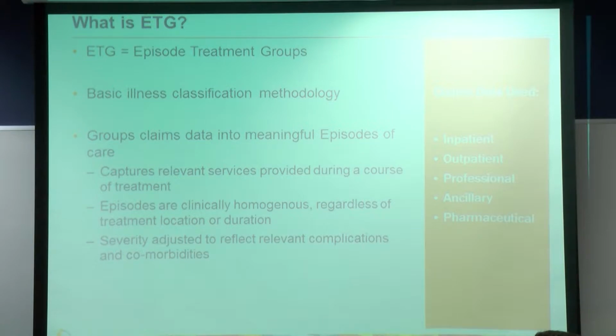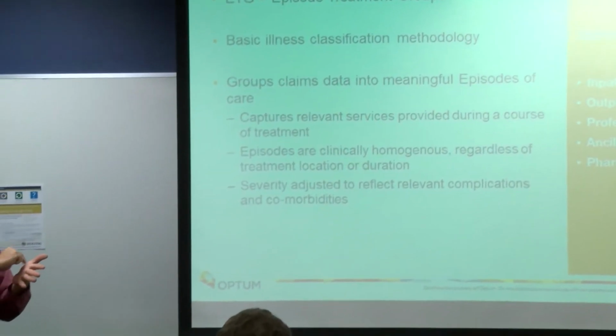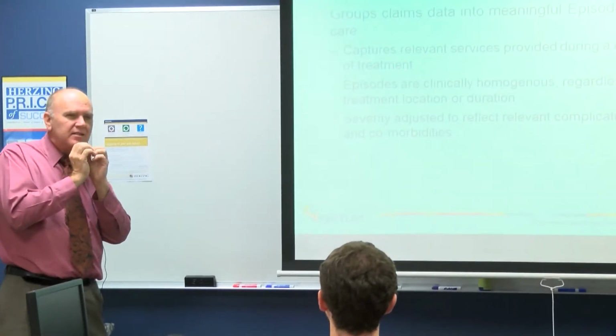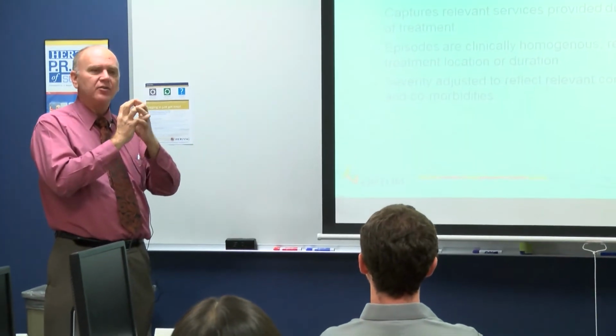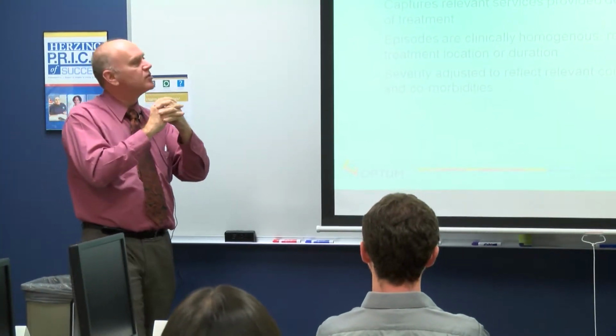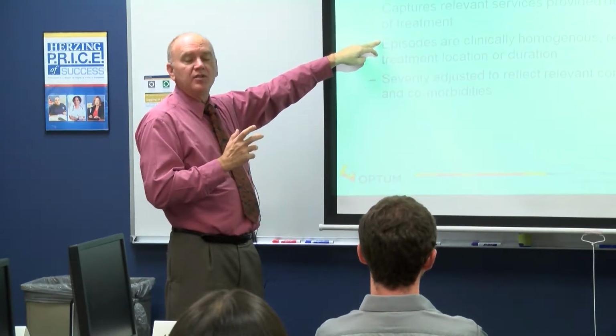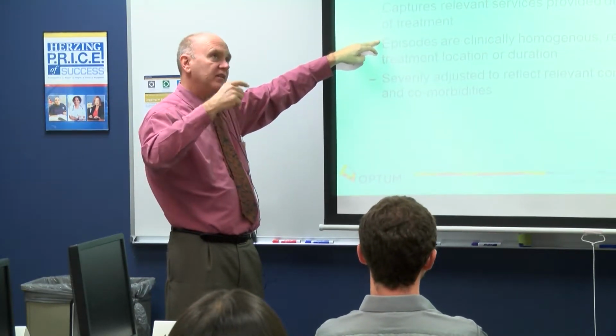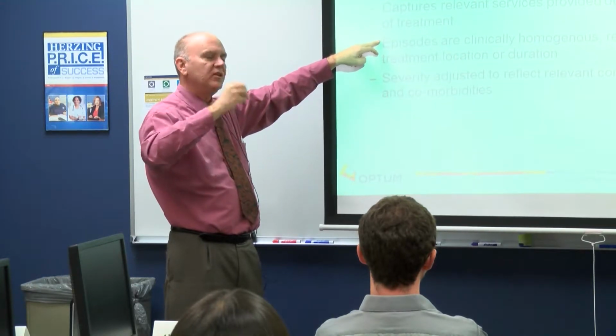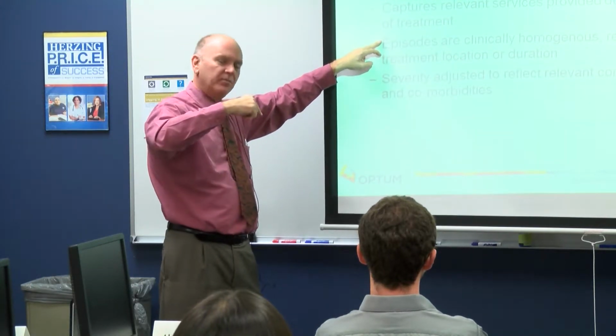So for example, you go to your doctor's office and you have diabetes, and he marks you off as having diabetes, but he also gets the lab work done on you, and he gives you some pharmacy. That's all related to diabetes. All of those things come together to form that one episode, and that doctor's responsible for the whole thing. They're clinically homogeneous. In other words, it doesn't matter where I'm having this stuff done. If the clinical condition is diabetes, it's going to get lumped to that episode.